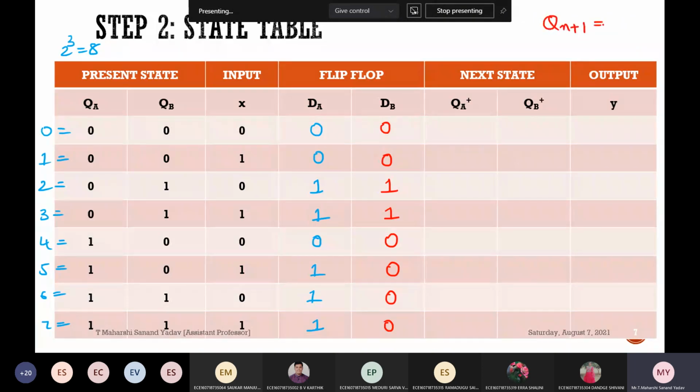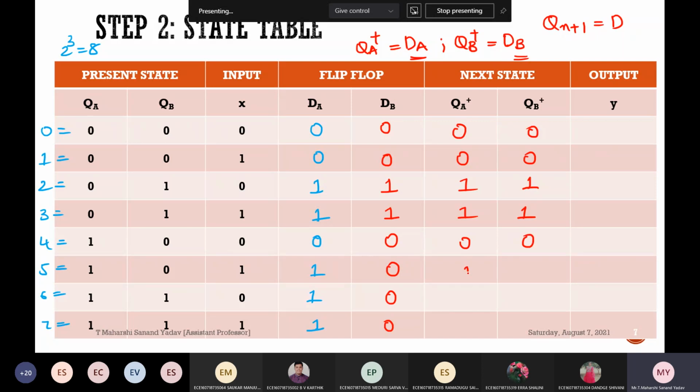So Qn plus 1 is equal to D is the characteristic equation that we got. So I'm writing it here. Now here what I want is QA plus. So QA plus is simply depending upon DA, whereas QB plus is depending upon DB, because I'm considering QB. That's the reason I'm writing here DB. Is this point clear? This is important. So in order to fill QA plus and QB plus, we need to use the values of DA and DB. So the same answers you need to write here. 0, 0, 0, 0. Here also 1, 1, 1, 1. Next 0, 0, 1, 0, 1, 0, and 1, 0. Please tell me if I'm wrong.